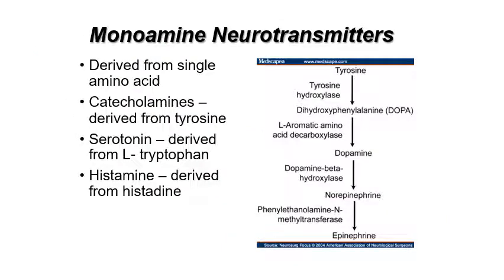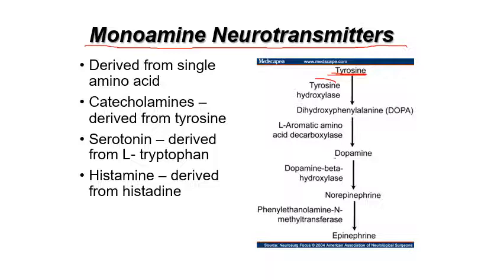Another class of neurotransmitters is monoamine neurotransmitters. Okay, they're derived from a single amino acid. In this case, for these, it is tyrosine. Okay, tyrosine is an amino acid. It is the starting block to make, you can see it is a multi-step pathway, but we get several neurotransmitters from it.